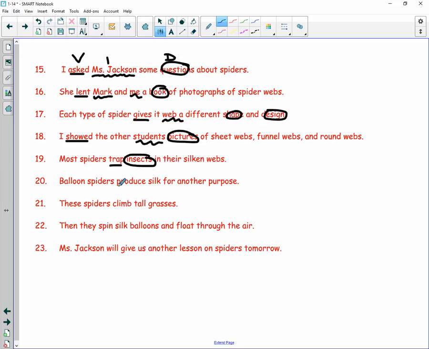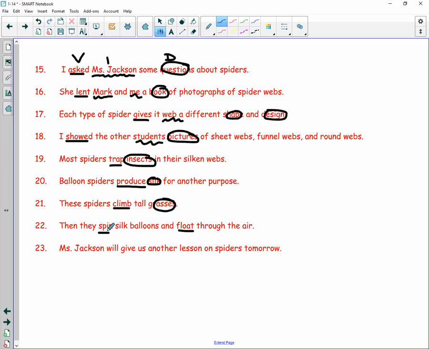Balloon spiders produce silk for another purpose. Produce what? Silk. Again, no room for an indirect object. These spiders climb tall grasses. Climb what? Grasses. Tall is not happening. It's not happening too tall, so that's just an adjective. Again, no indirect.